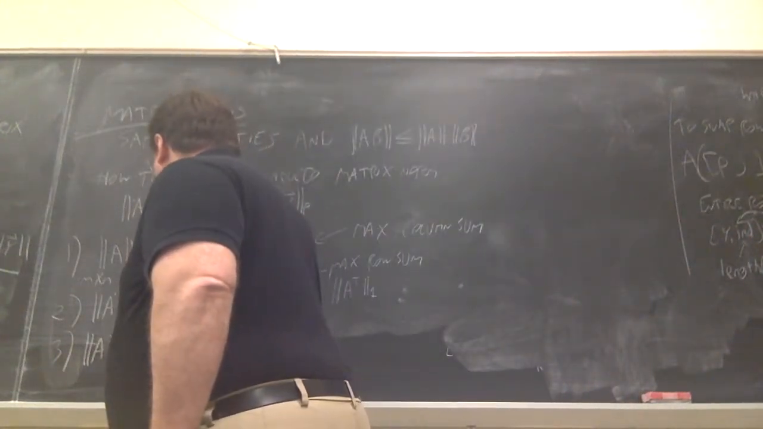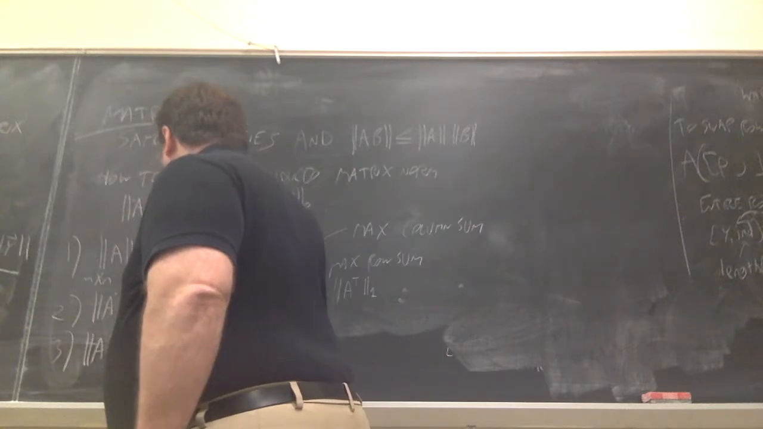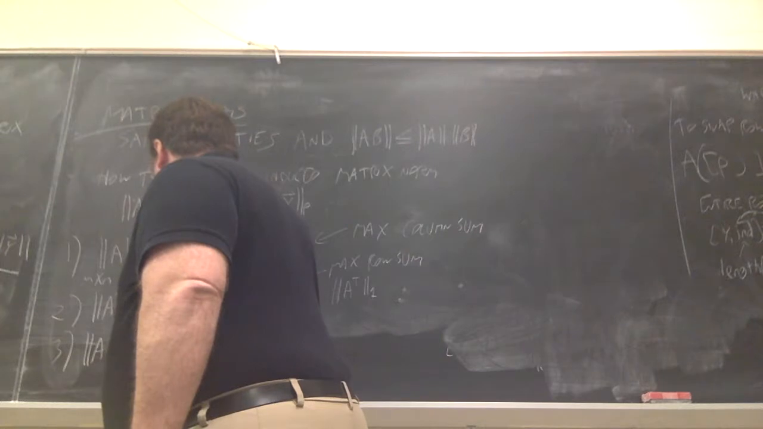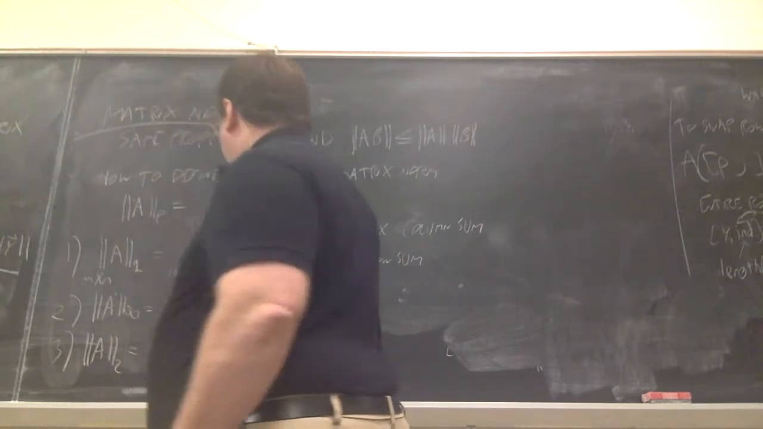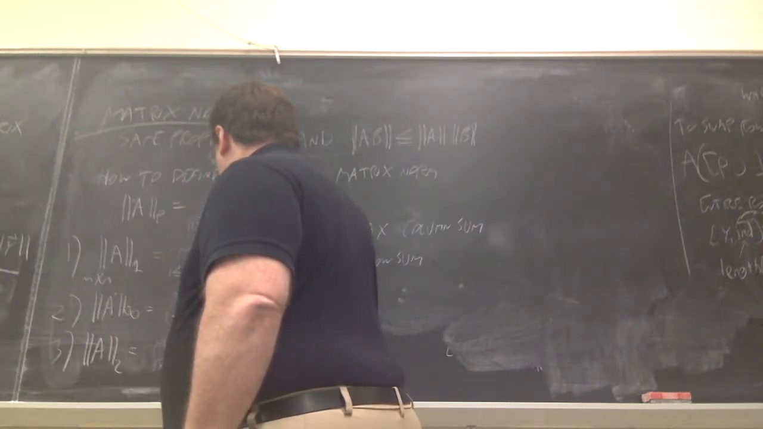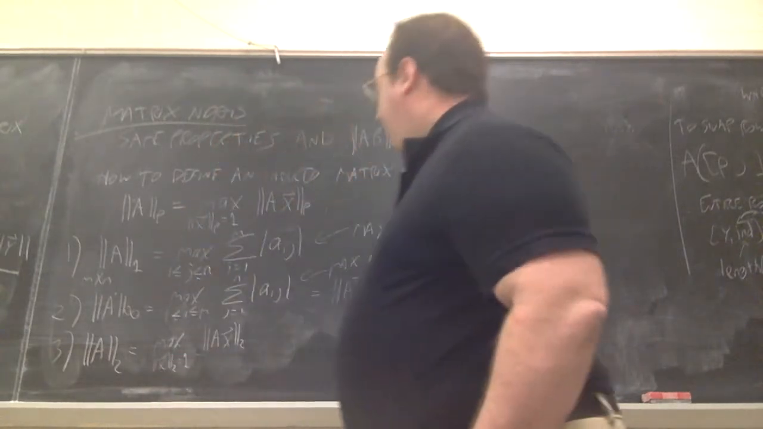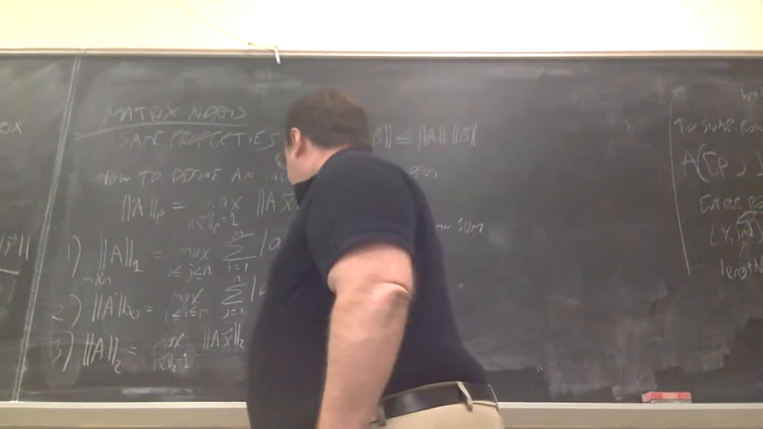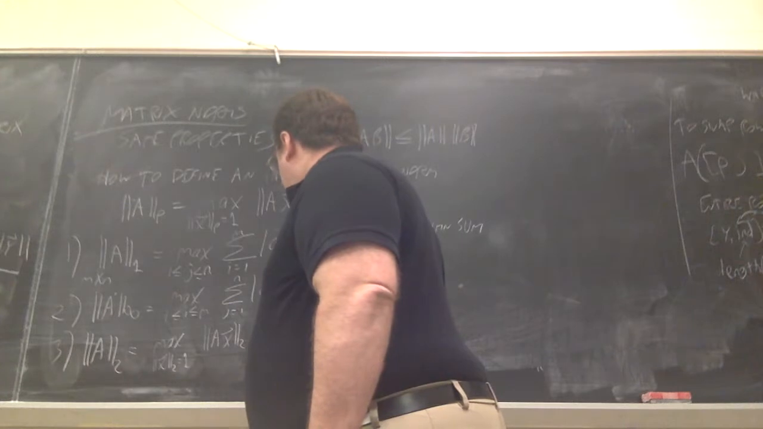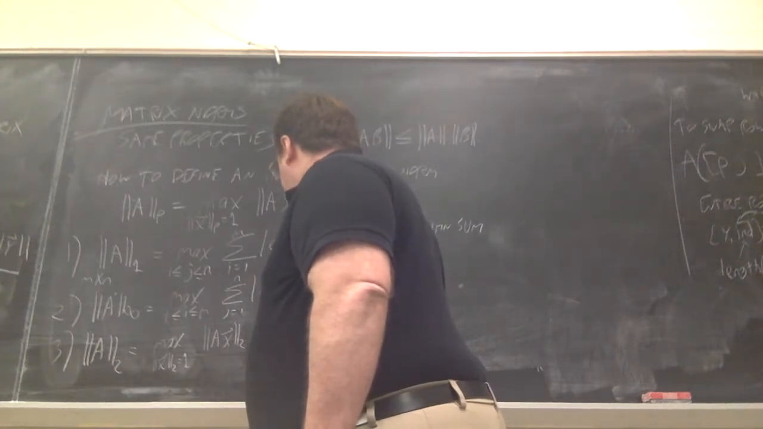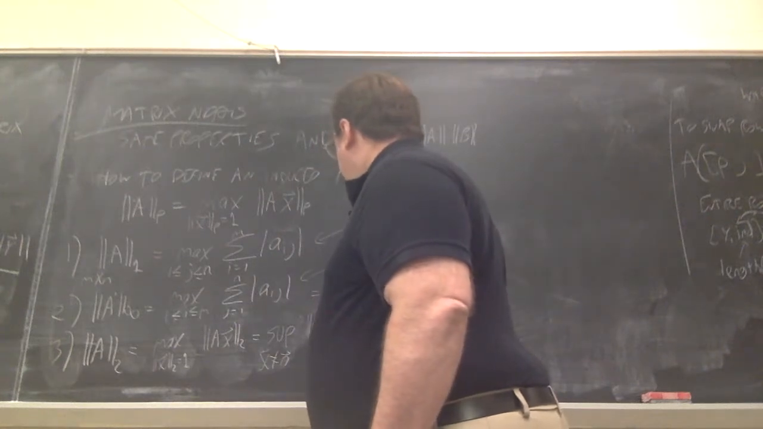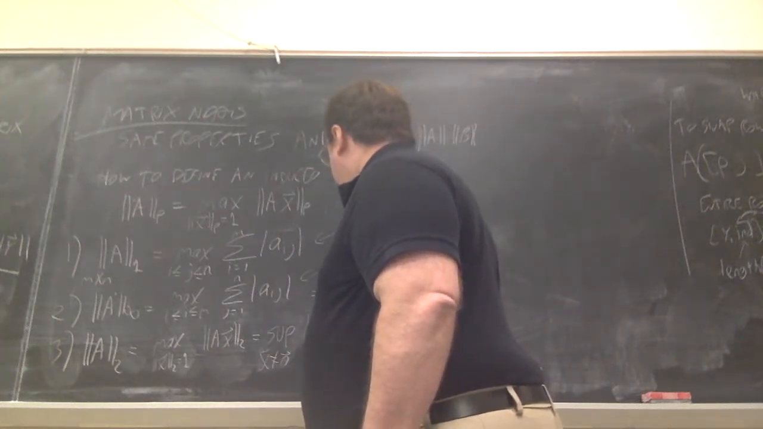Now, this is going to be the maximum over all unit vectors x of the 2 norm of Ax. Now, I'm going to write that a little differently. It's also what is called the supremum over all non-zero vectors x of the 2 norm of Ax over the 2 norm of x.